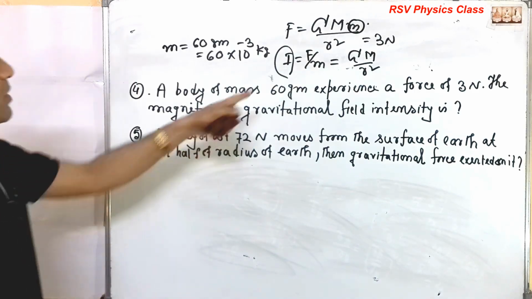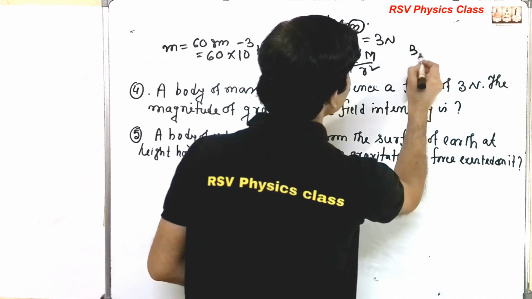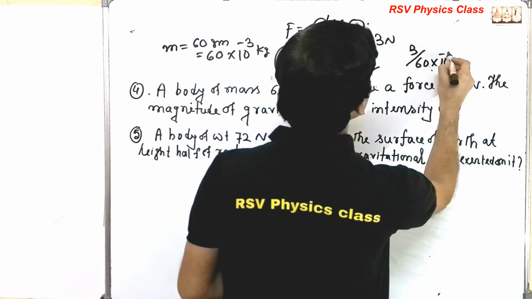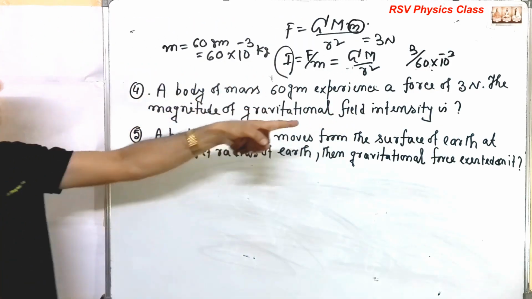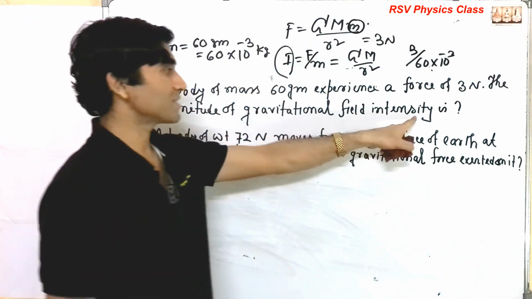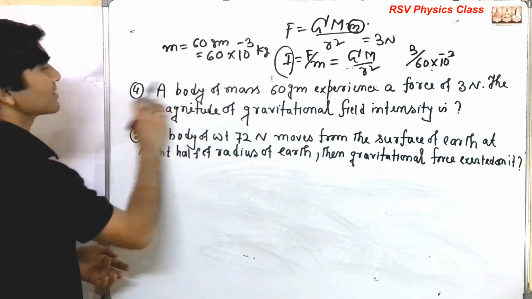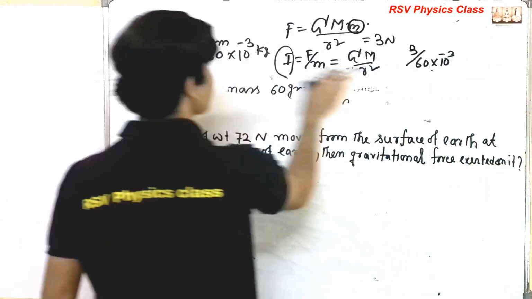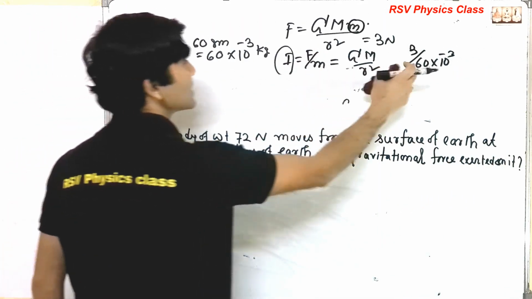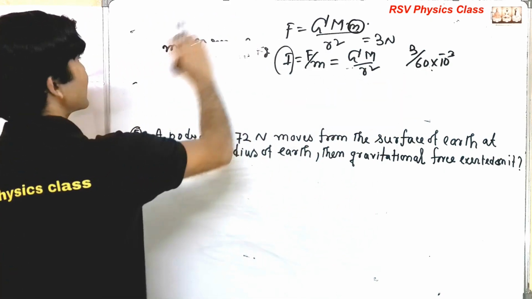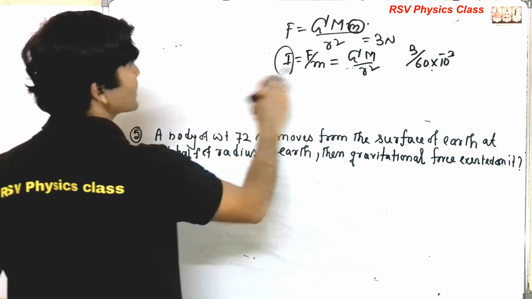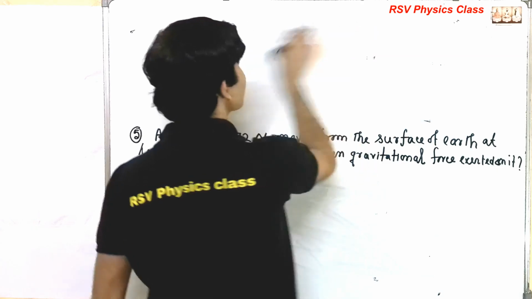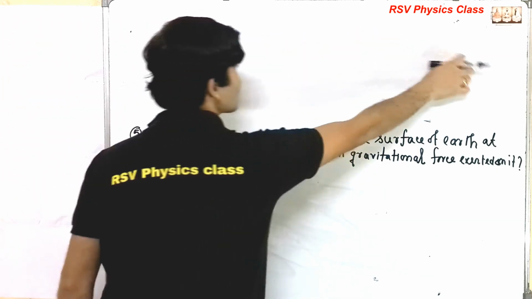Okay, so how much? F over m, 3 Newton over 60 into 10 to the power minus 3. You know, the problem is very simple, but the terminology is different. So, understood? If you know the definition, then it is very simple. Okay. So F by M, this is your gravitational field intensity. Okay, GM by r square or force over mass. So it is a simple problem, but a conceptual problem.